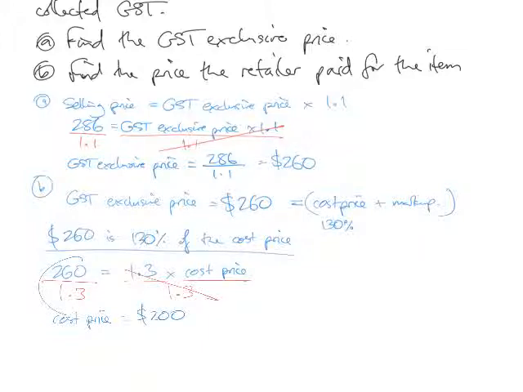So the retailer paid $200 for this thing. They made a 30% profit on that, which, if you look at that, $200, and the GST exclusive price was $260, so they made a $60 profit, and then they sold it to the customer for $286. So the difference, the remaining $26 on top of that, was the GST that, yes, they get, but they collect it and send it to the ATO. So really their profit is $60 only.